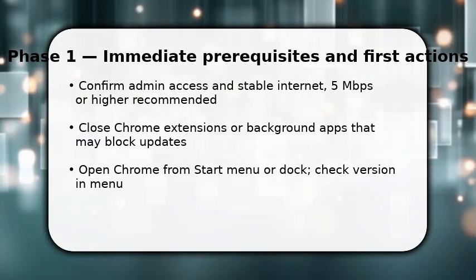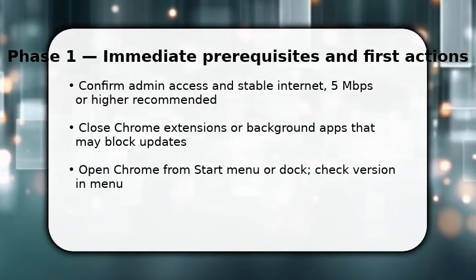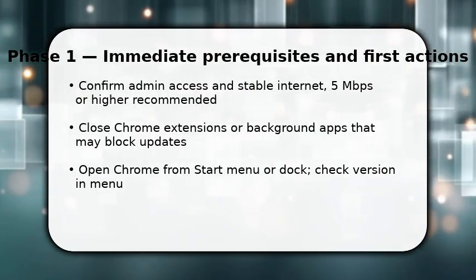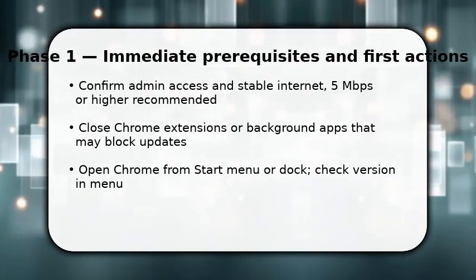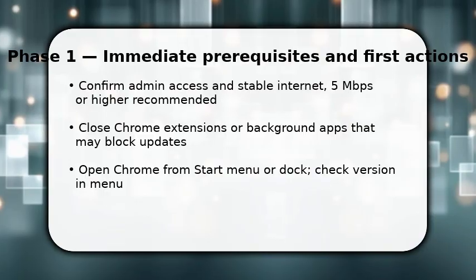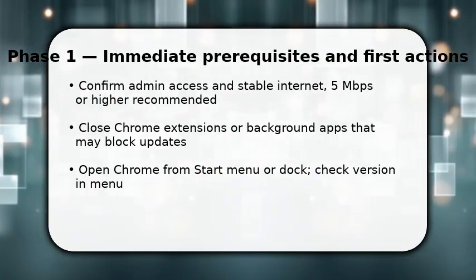Now open Chrome from your Start menu or dock, then click the three-dot menu at the top right. You need to navigate to Help and then About Google Chrome. This page triggers the updater. Make sure to note the current version so you can confirm the update actually installs.